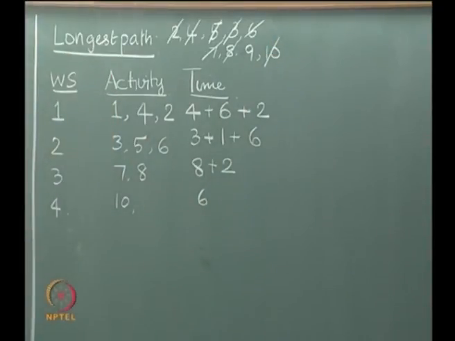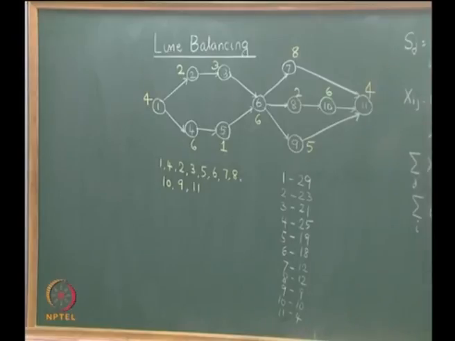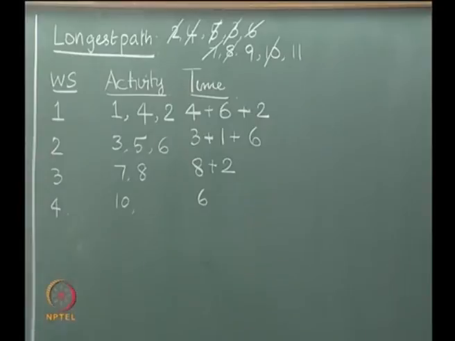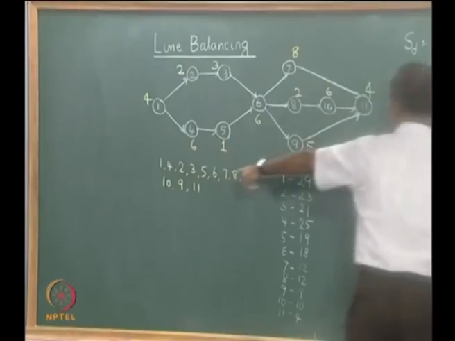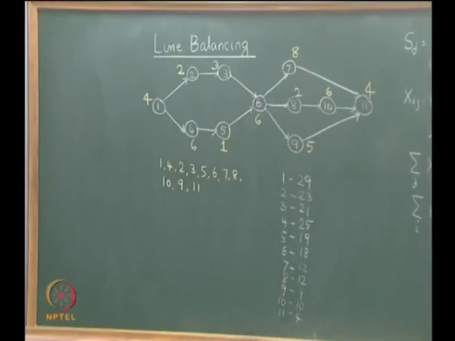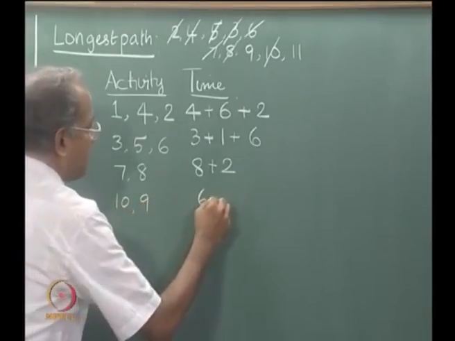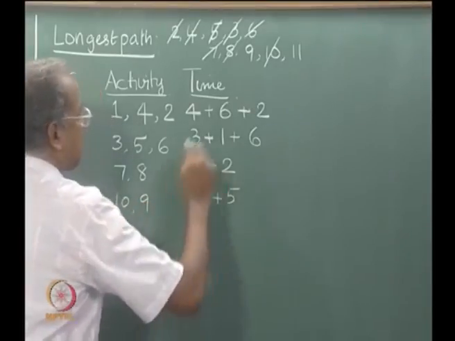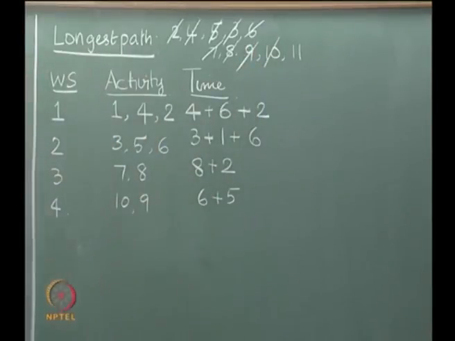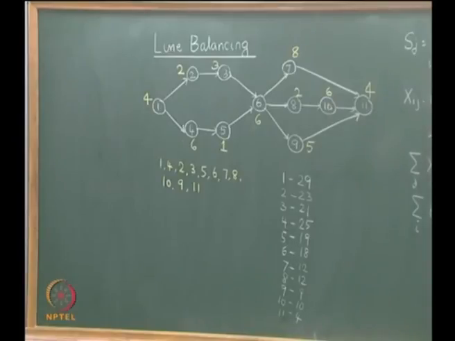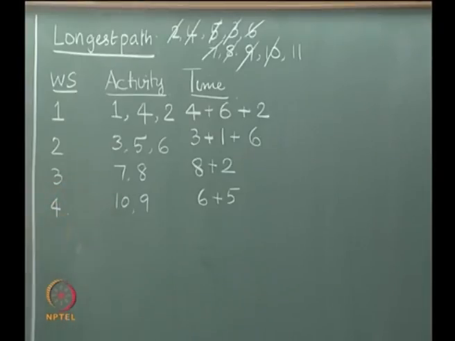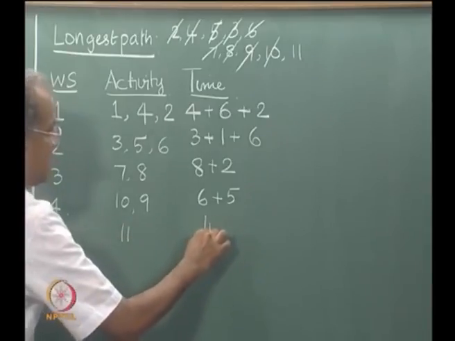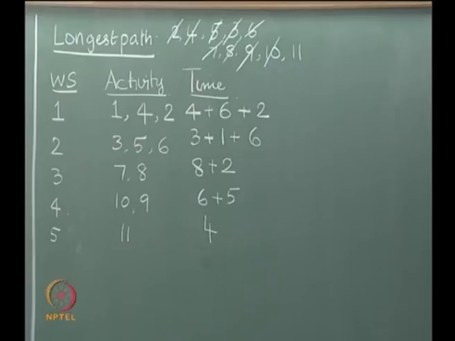So that brings us 11 into the picture. So between 9 and 11, 9 comes ahead. So 9 plus 5. So 11 is the only one that remains. So 11 requires 4 time units. So 11 cannot be fit into this. So create a fifth workstation, which takes activity 11 and has cycle time equal to 4.